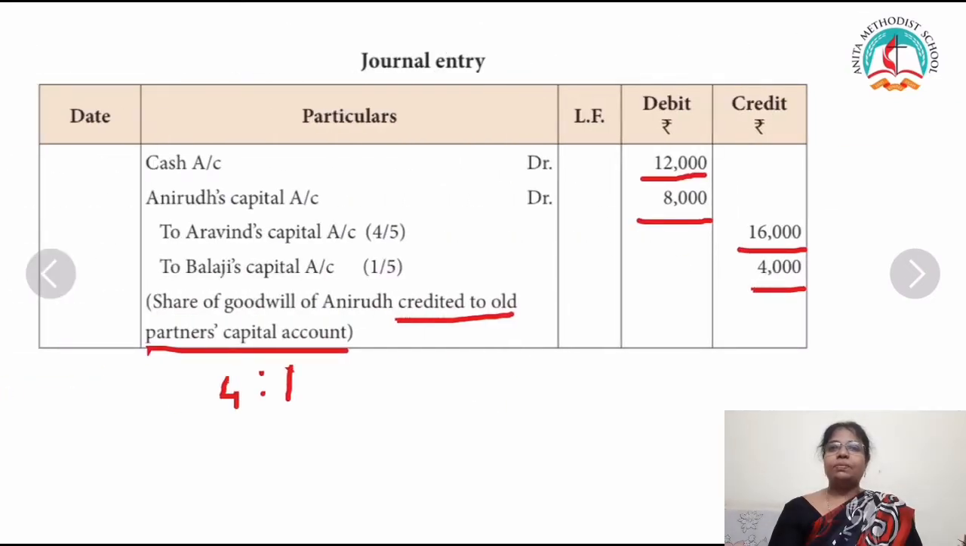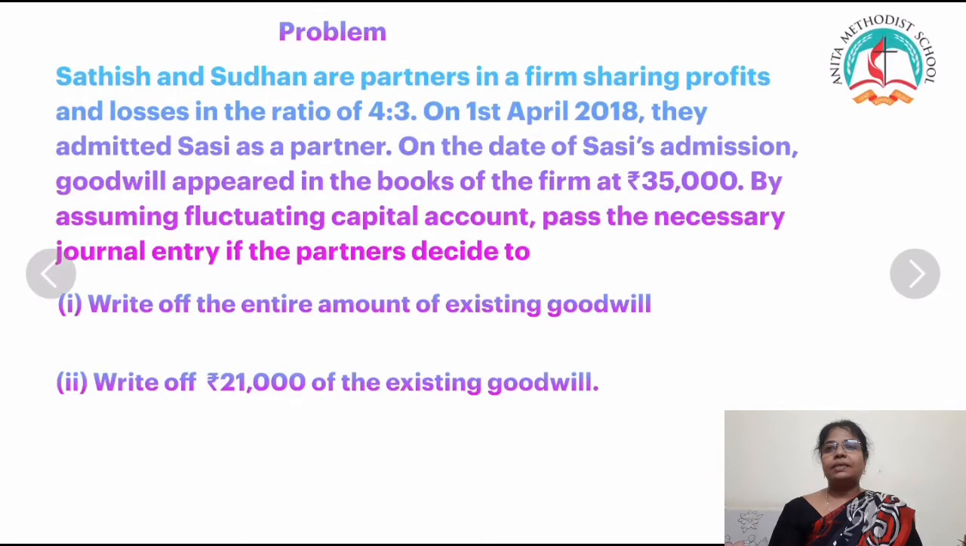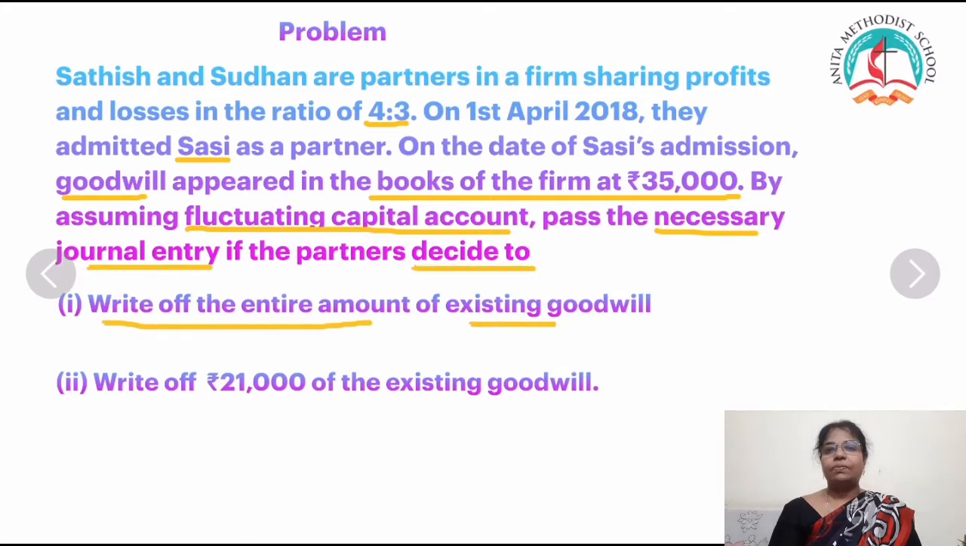Now the next problem is Satish and Sudan are partners in a firm sharing profits and losses in the ratio of 4:3. On 1st April 2018, they admitted Sasi as a partner. On the date of Sasi's admission, goodwill appeared in the books of the firm at rupees 35,000. By assuming fluctuating capital method, pass necessary journal entry if the partners decided to write off the entire amount of existing goodwill, and write off rupees 21,000 of the existing goodwill.